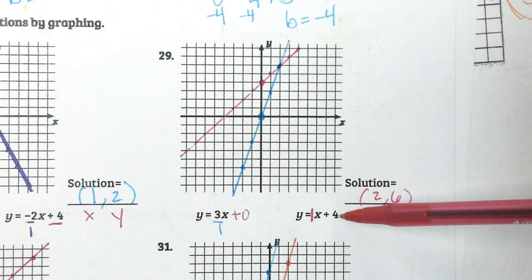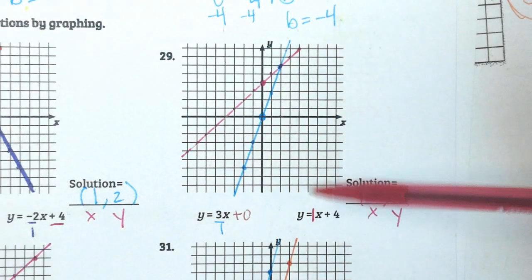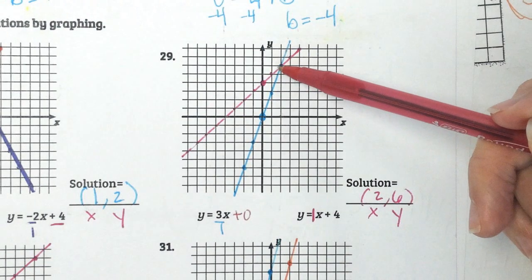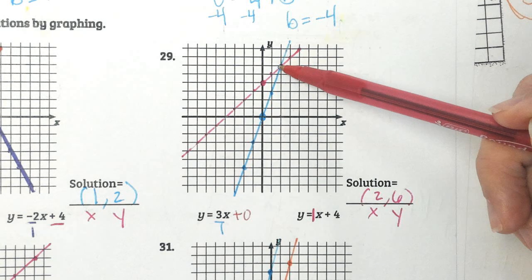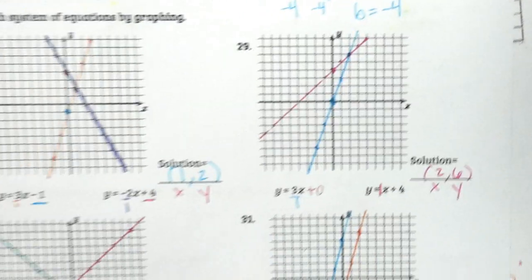On this one, my begin was at 4. So I went on to my y-axis at positive 4. My slope was 1. Up 1, right 1. Up 1, right 1. They crossed at 2, 6. So my ordered pair was 2, 6. The next set.